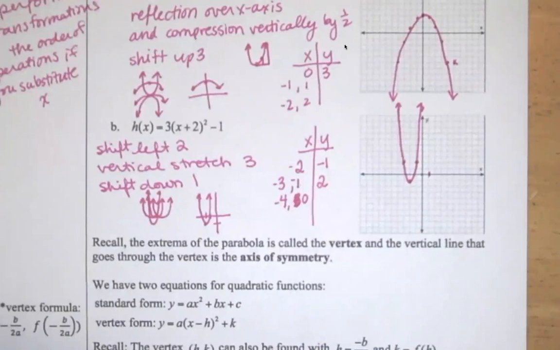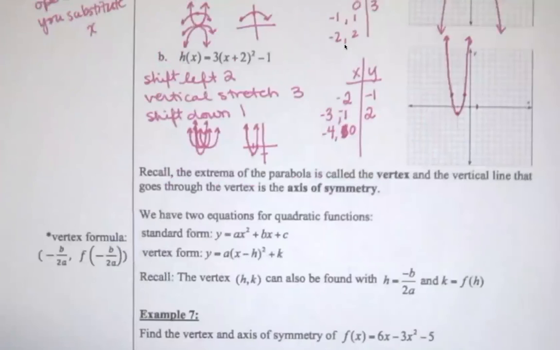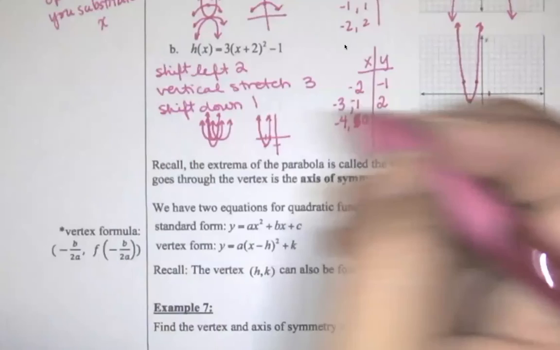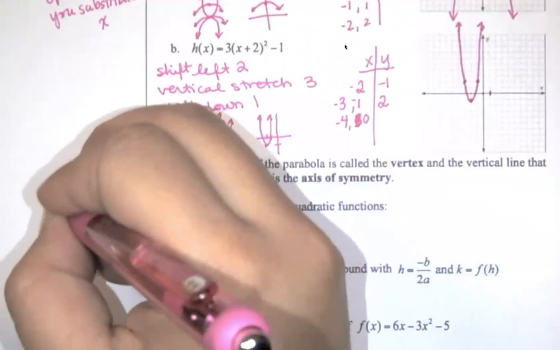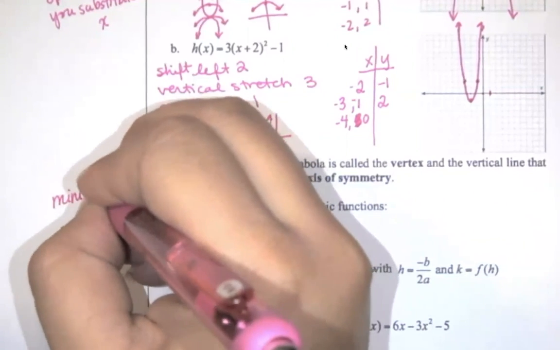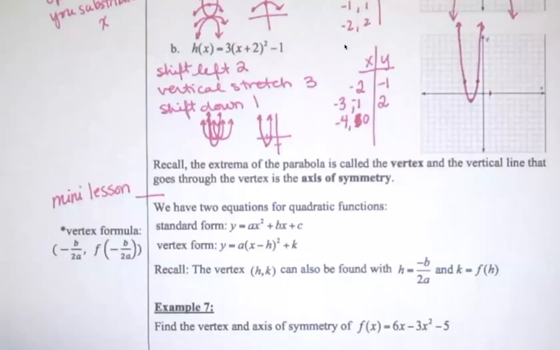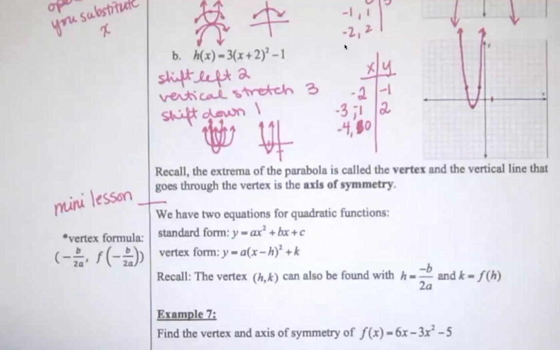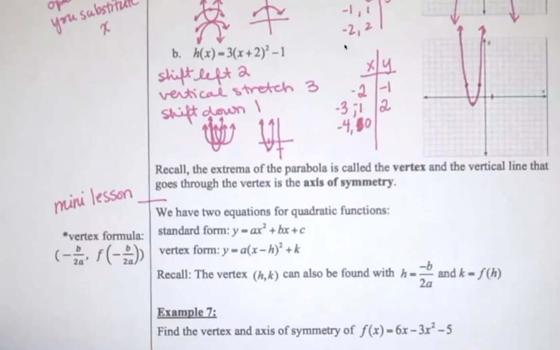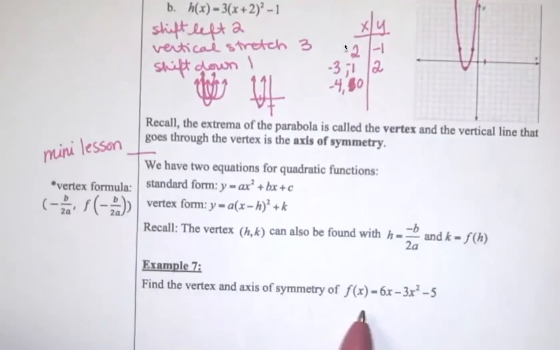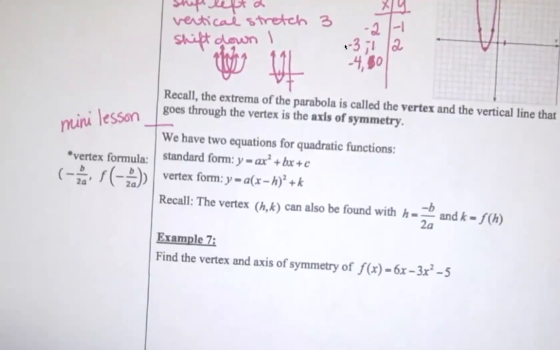So that is graphing through our transformations. The next part we actually went through in our mini lesson. So from here was our mini lesson last class. You can go ahead and copy that down or just put a note and refer to the notes that you took last class. This example 7 is the one that we did together last class during the mini lesson.